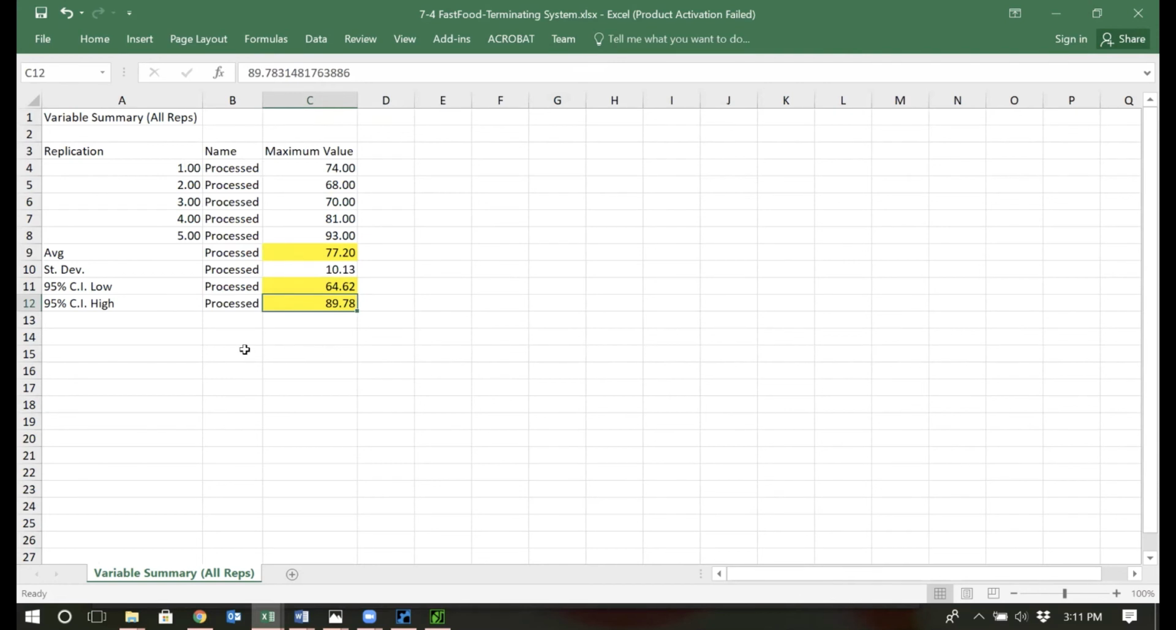Now, I want you to calculate the size of the confidence interval for me. What is the size of the confidence interval? Upper bound minus lower bound. The length of the confidence interval. When we go from lower bound to upper bound, what is that length?